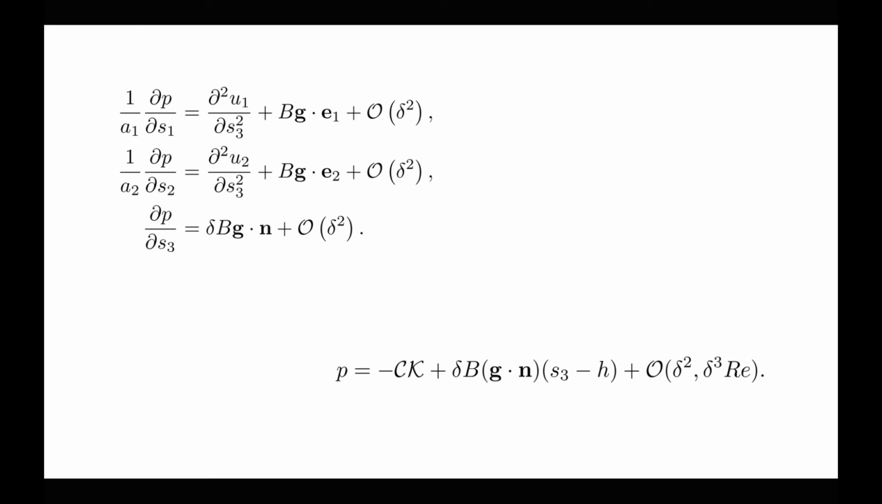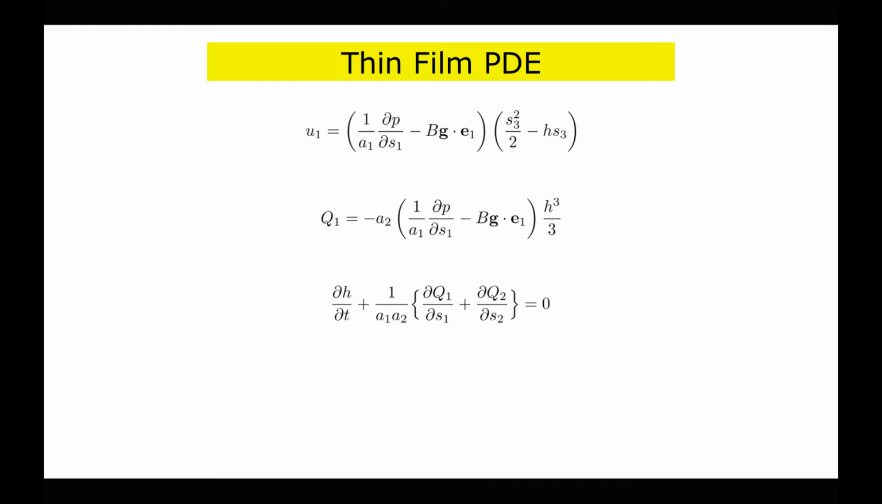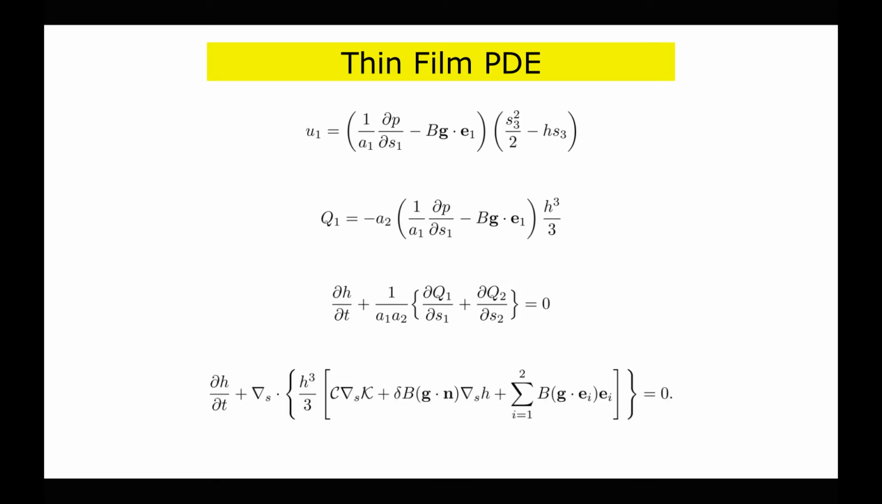We then integrate the first momentum equation twice with respect to S3 to solve for U1. In solving for U1, we have used both the no-slip boundary condition as well as the tangential part of the dynamic boundary condition. Having found U1, we can easily calculate the flux Q1. Doing the same thing for U2 and Q2, we can plug both into our conservation of flux equation to generate our final thin film PDE.